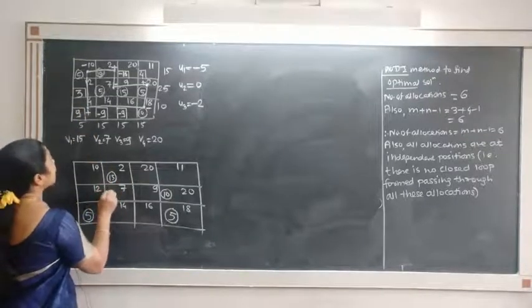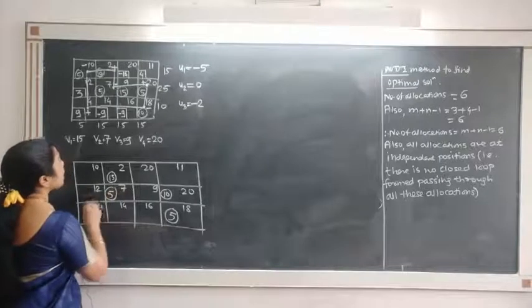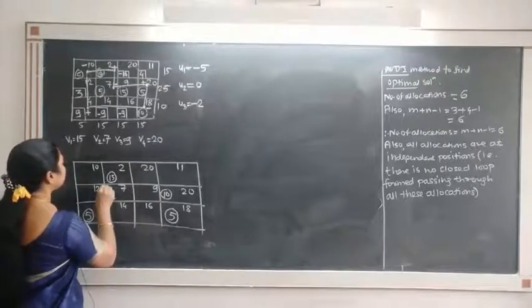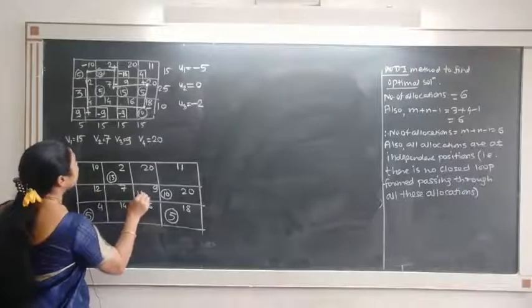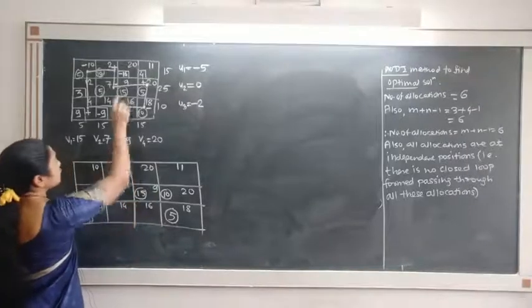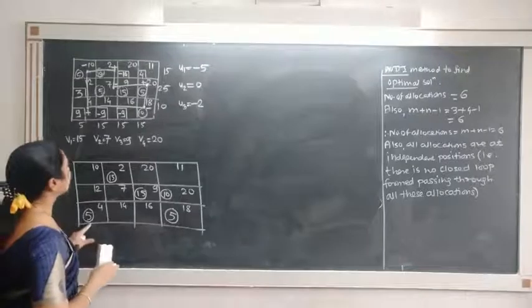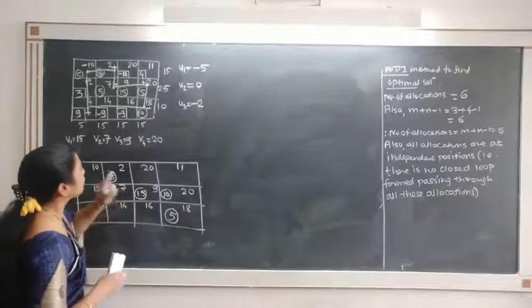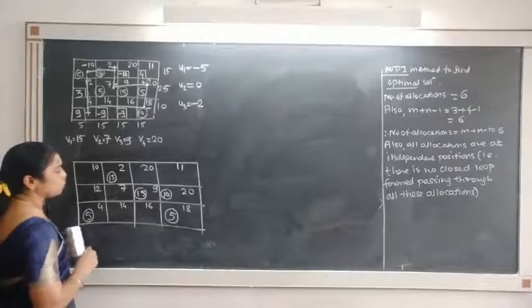All others remain as they are. This already gets cancelled. This 15 remains as it is, and we get the cost to be 5. This is 15. So this is the new solution.